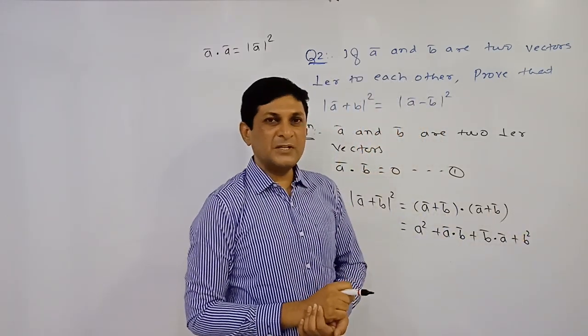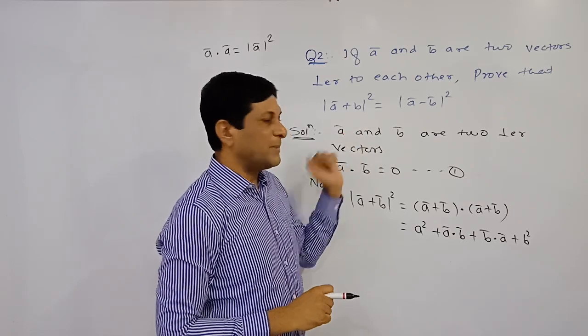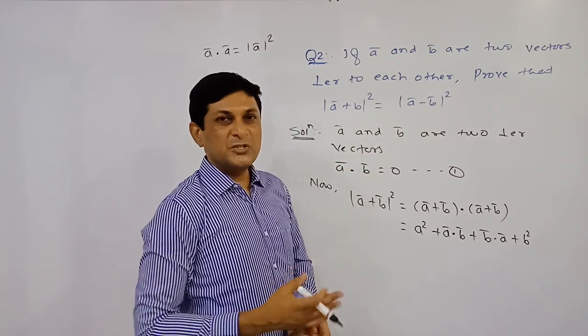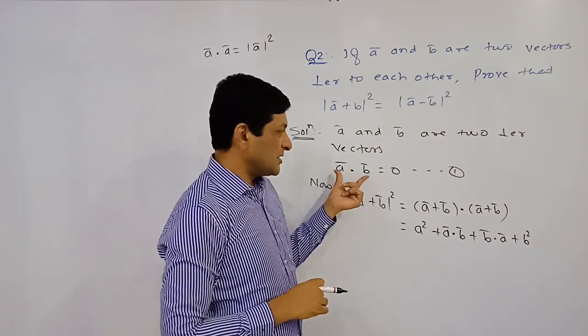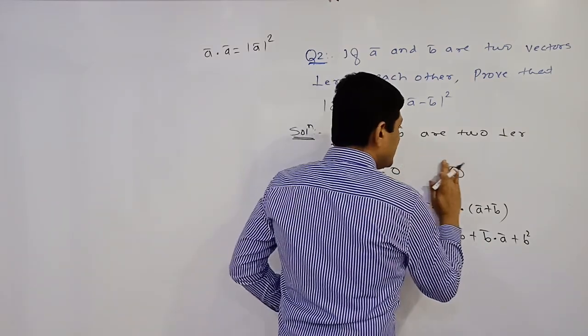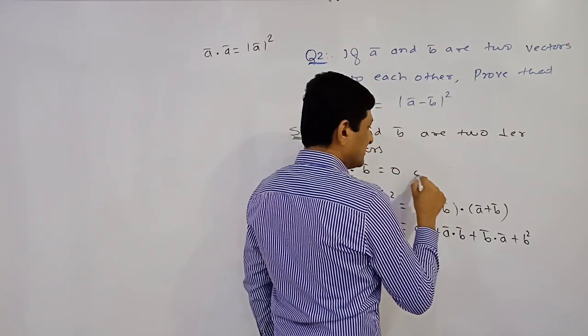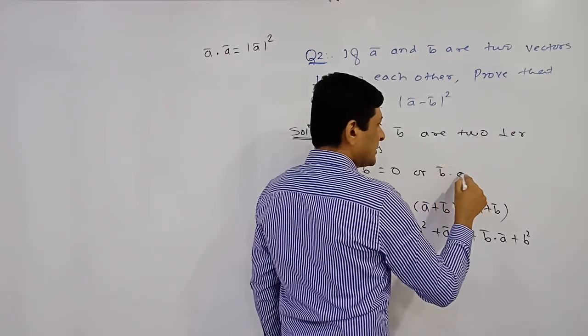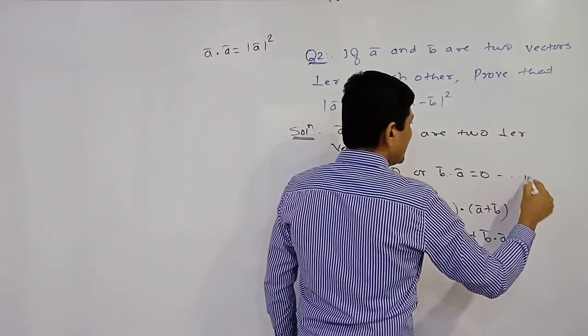Now it is given to us that these two vectors are perpendicular to each other. So if these two vectors are perpendicular to each other, it means a bar dot b bar is equal to 0, or we can say that b bar dot a bar is equal to 0. One and the same thing.